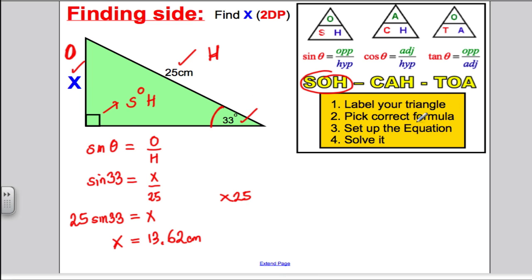Okay, so step one, label your triangle with reference to your angle. Step two, pick your correct SOH, CAH or TOA and write down what formula you're going to use. Step three, set up your equation by substituting in. And step four, solve your equation and round appropriately. Okay, very similar question for you to try now. I would like you to pause the video, have a go, and then I'm just going to show you the answer.